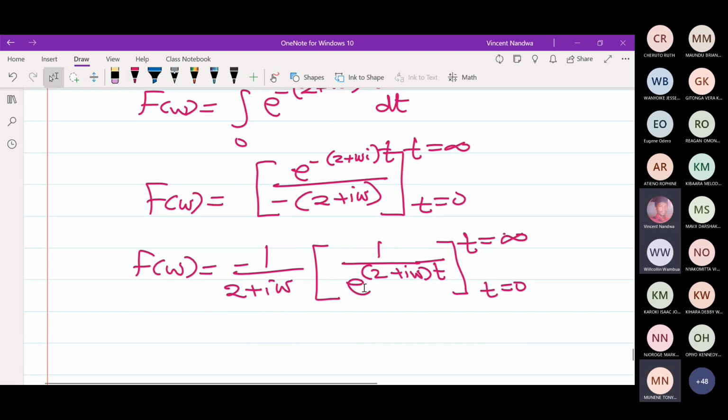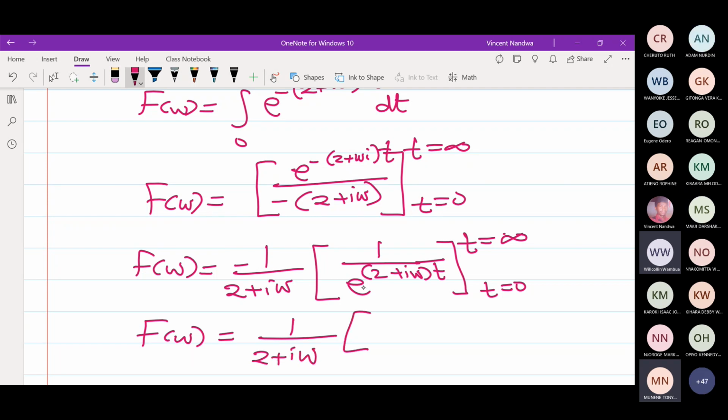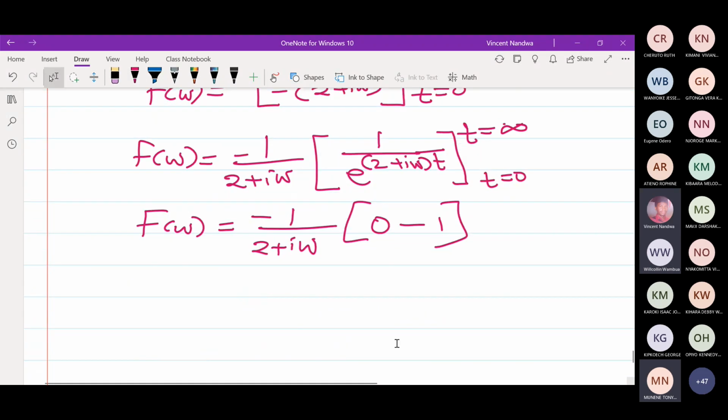So when t is very large, what is the value of the exponential? Infinity. The exponential will be a bigger number, then 1 over a big number is 0. Correct. And then when t is 0, we have e power 0, which is 1, and 1 over 1 is 1. So 0 minus 1 is negative 1, and with the negative in front we get positive 1. So we have 1 over (2 plus i omega).